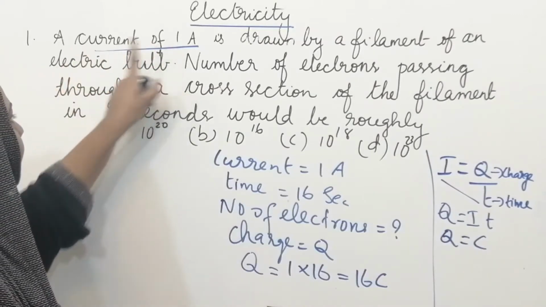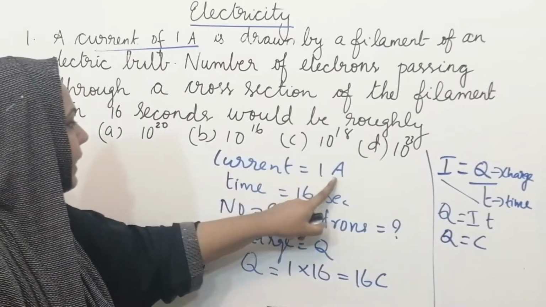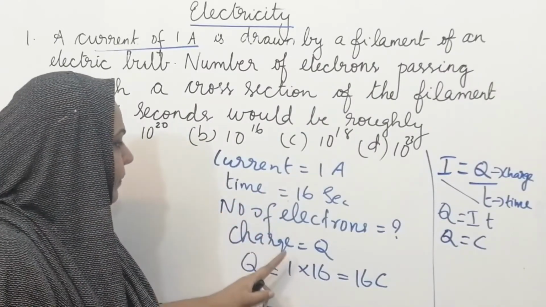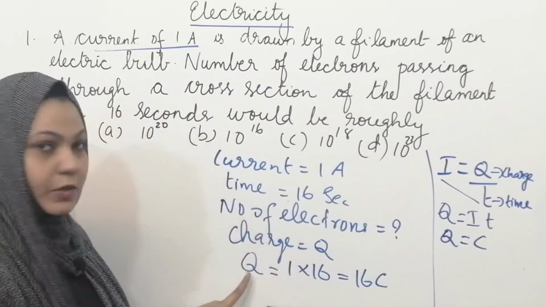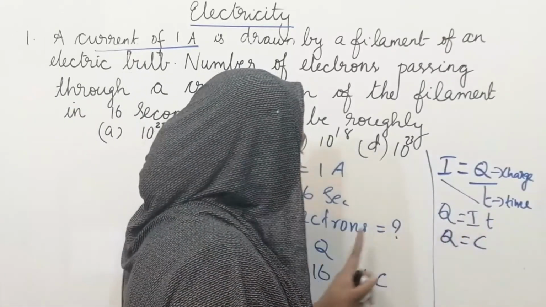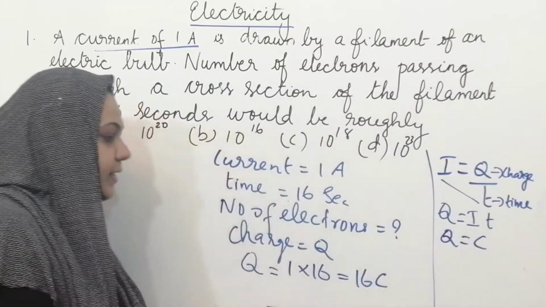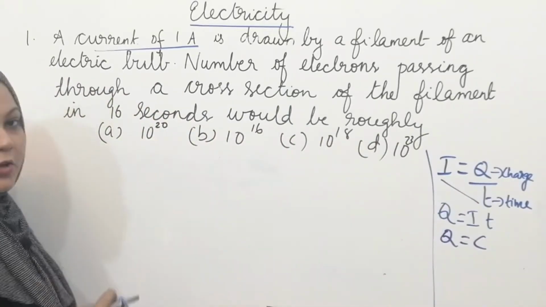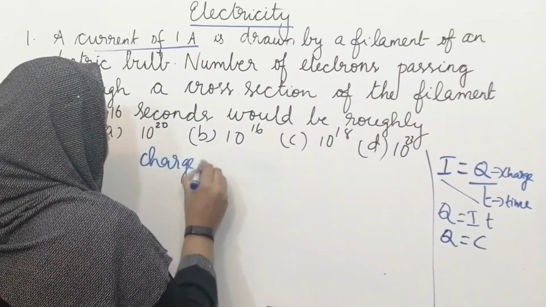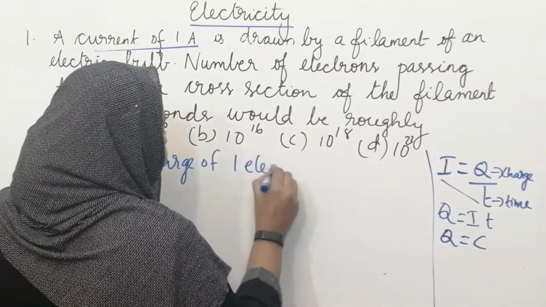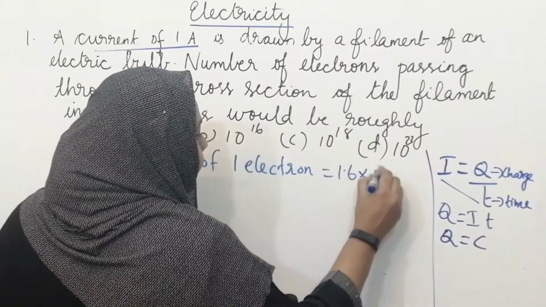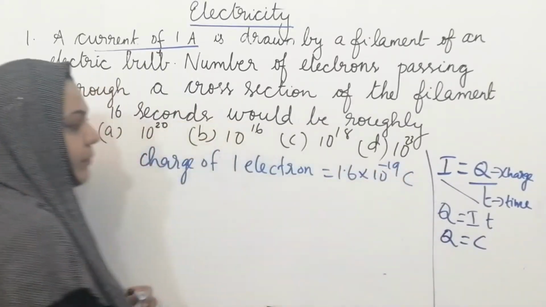So a current of 1 ampere is given, current is equal to 1 ampere. Time is also there, 16 seconds. From this you can find Q first. What is the formula for Q? Current into time, so 1 into 16 coulomb. We know that the charge of 1 electron is equal to 1.6 into 10 raised to minus 19 coulomb.